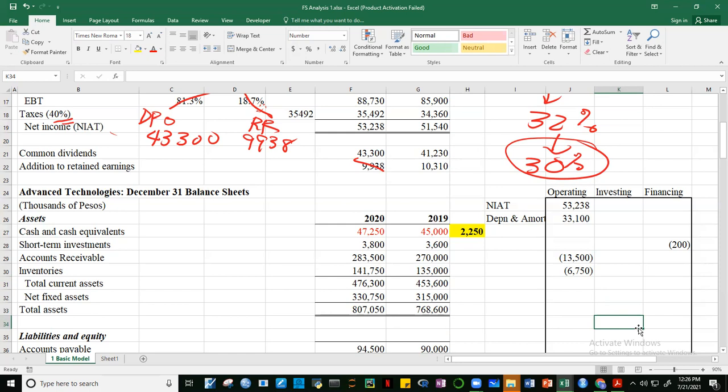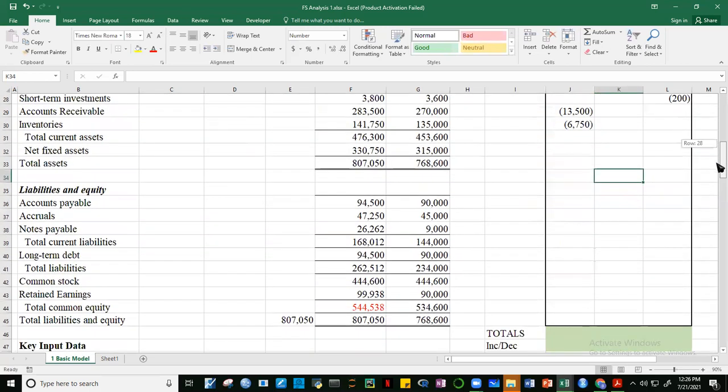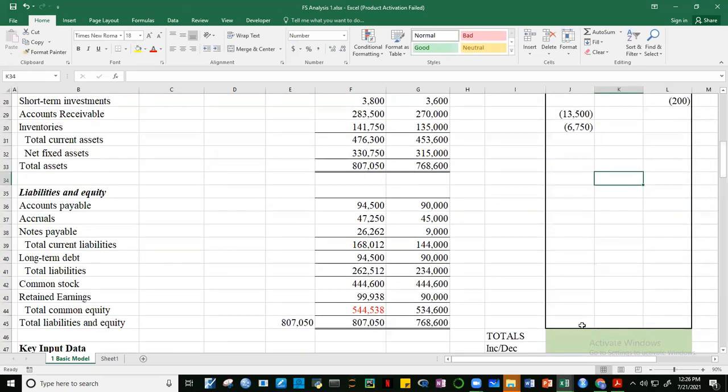Okay, we have a few more minutes, guys. Mukhang hindi natin matatapos to. Goal sana natin, makuha natin ang totals.